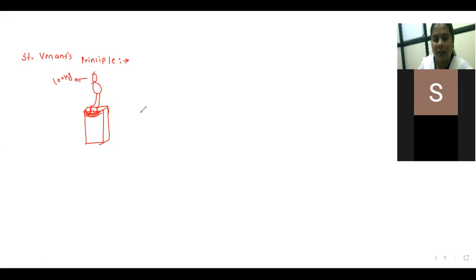This is the second case. The same column is there, and this person rests on one leg only, and one leg is hanging here. One leg only, and the weight is the same, 100 kg. Now, the load is the same, but the area on which the load is transferred is reduced. So here the load is transferred like this.